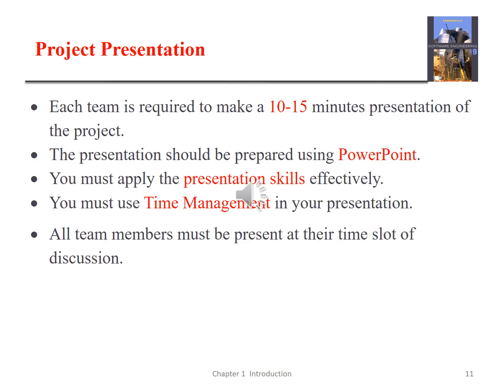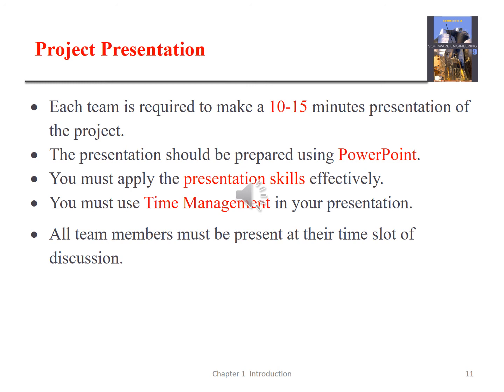Well, for the project presentation, each team is required to make a 10 to 15 minute presentation of the project, and that is to be announced later to see what's going to happen to the semester. The presentation should be prepared using PowerPoint. You must apply presentation skills effectively. I think you should be professional in your presentation. Time management is very, very important. When we talk about 10 to 15 minutes, it should not exceed 15 minutes, because you need to present the work you have done in 15 minutes or less.